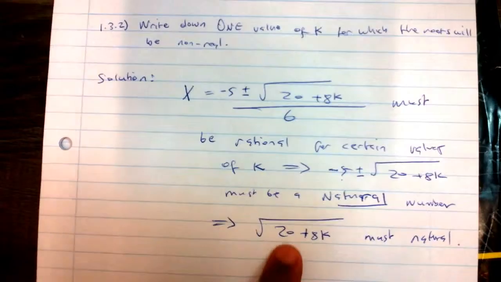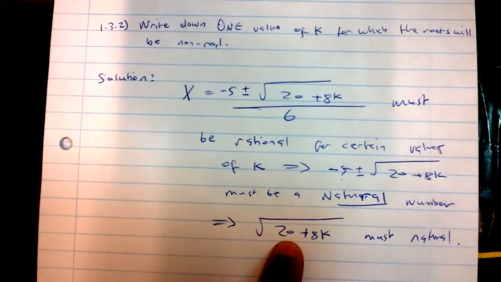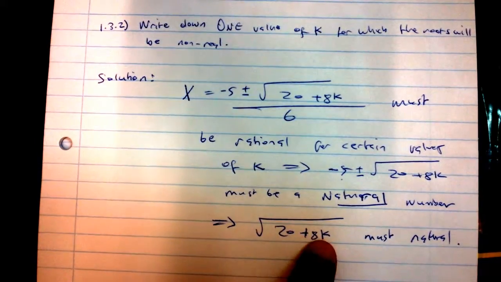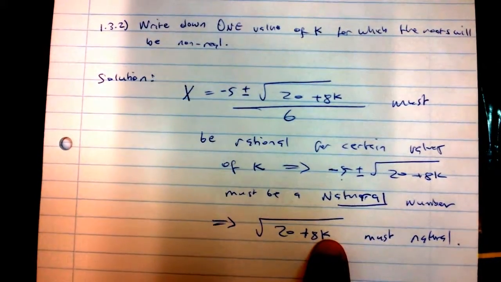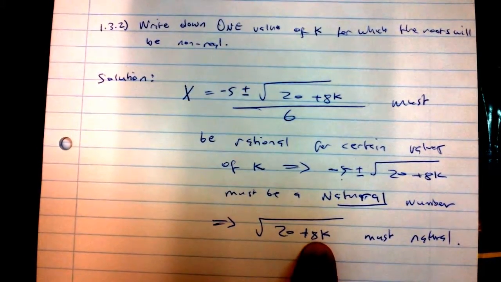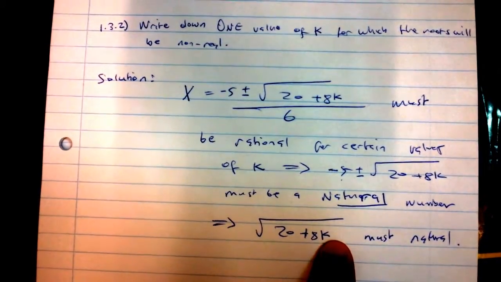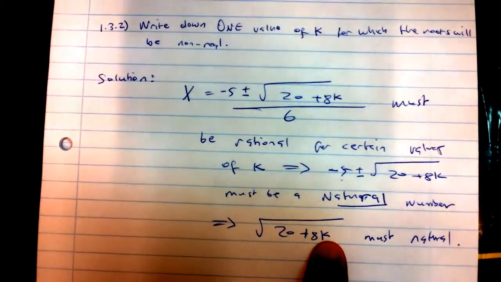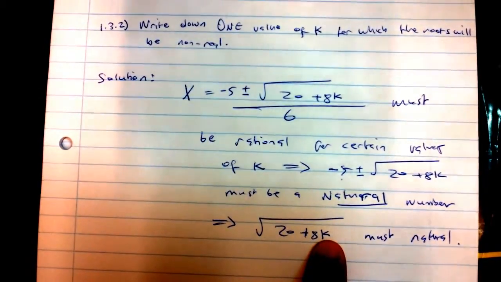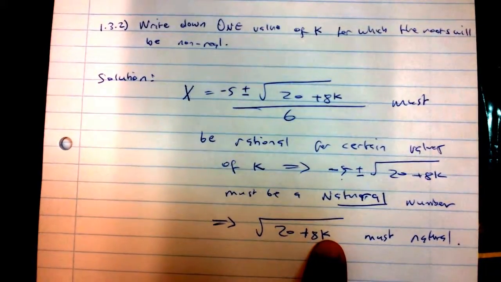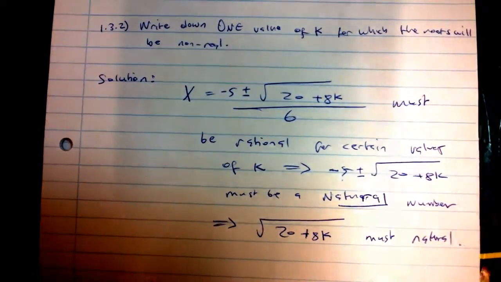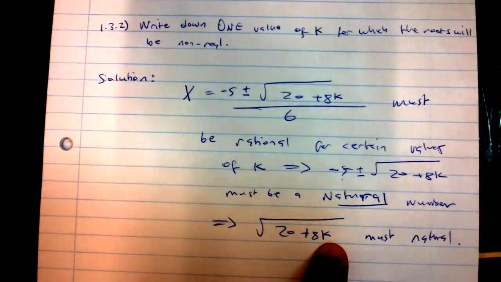So let's see. What happens if you plug in -3? If you plug in -3 for the value of k, you will have 8 times -3, which will give you -24. 20 plus -24 is -4. So the root of -4 is not a natural number. So what happens if you plug in -2?